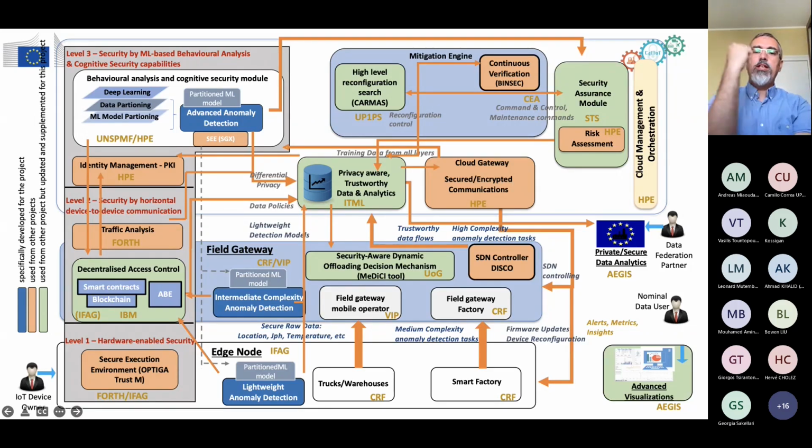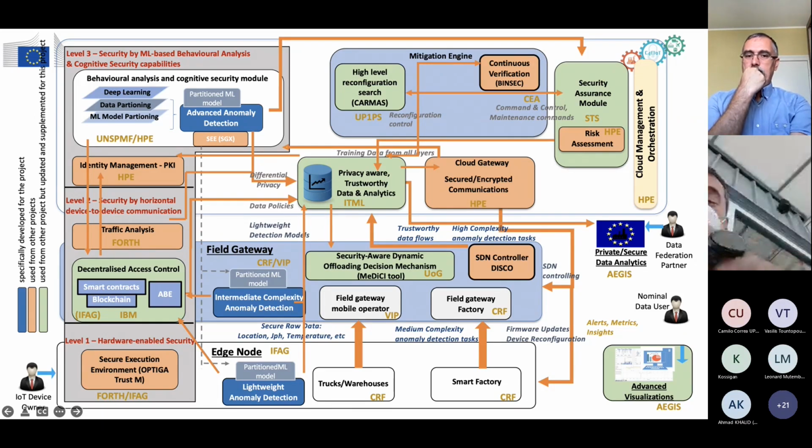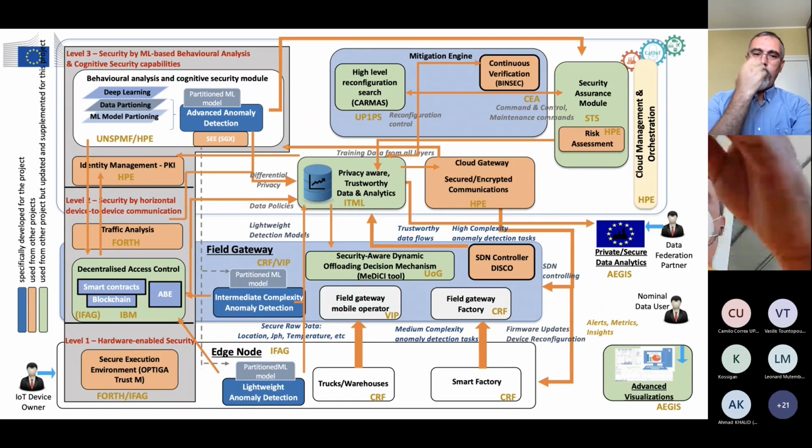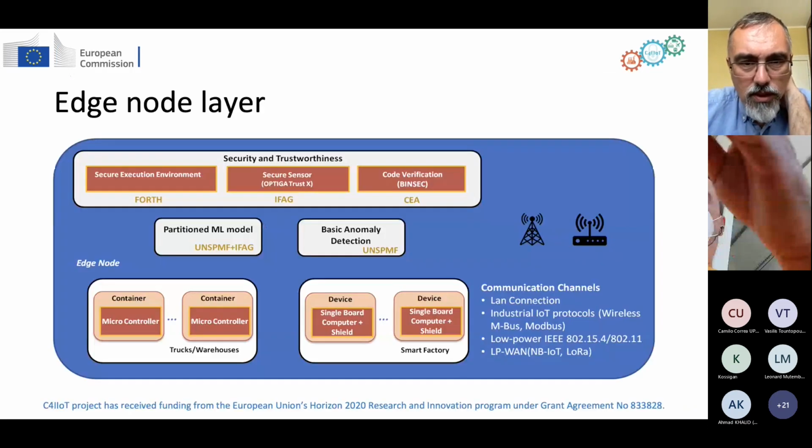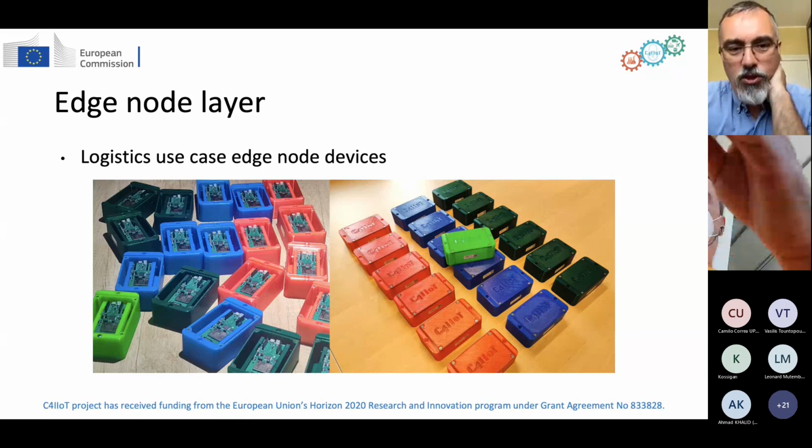So let's consider, using this picture, what would be the data flow in, for instance, a logistics use case. Within trucks and warehouses, attached to the containers, we have, I think I have, yes, a picture here. Those are the edge node devices for the logistics use case.